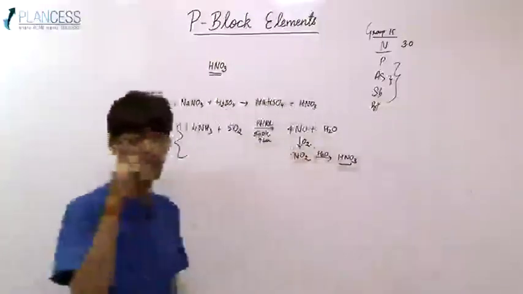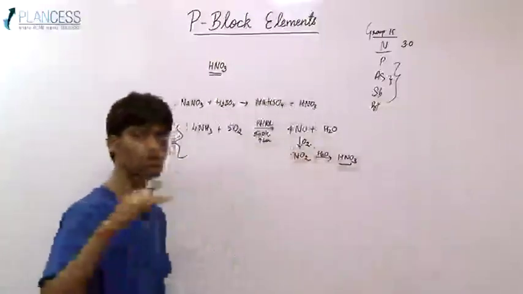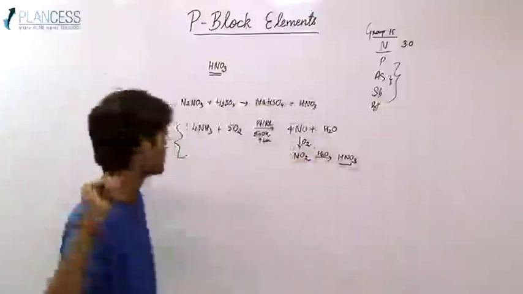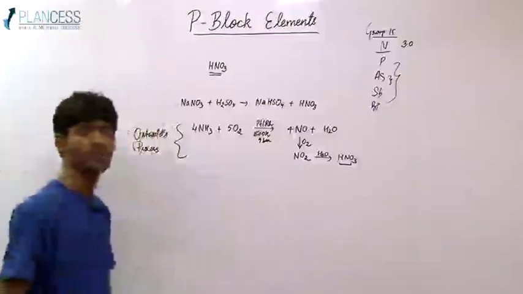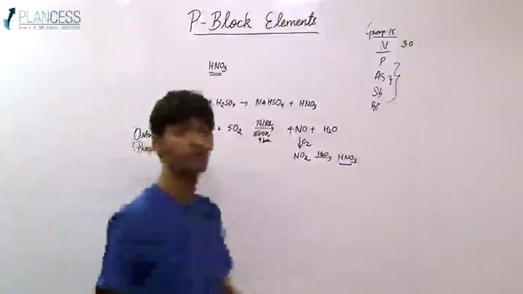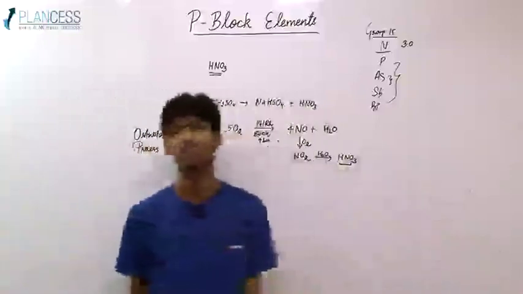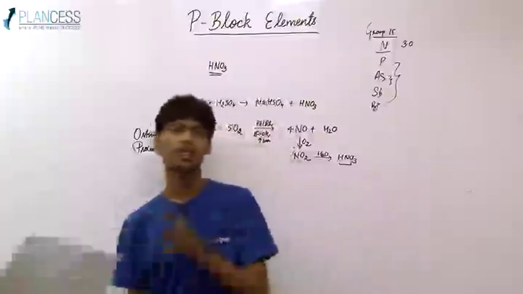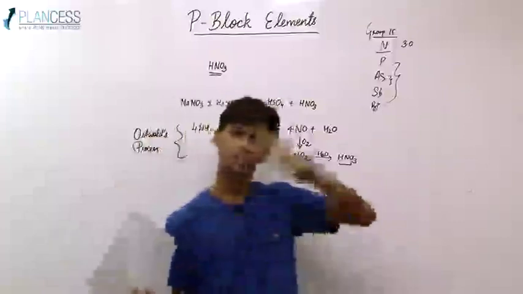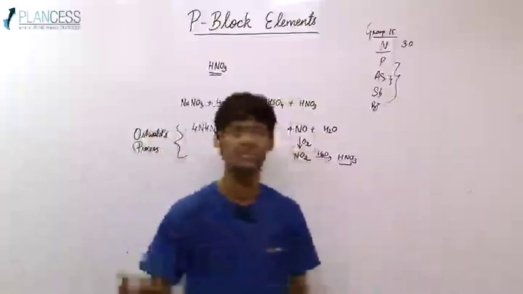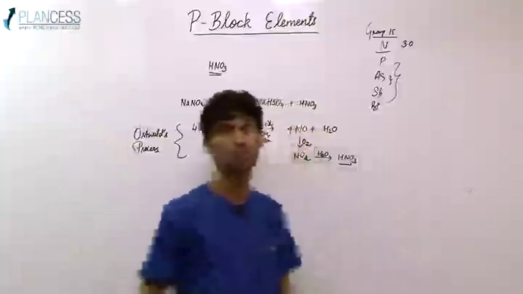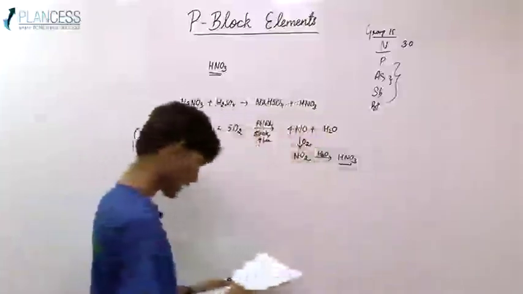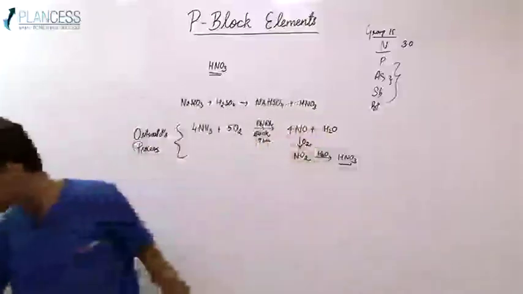If it is highly concentrated, the oxidation state to which it is reduced would be less, and if it is dilute, the oxidation state to which it is reduced would be more, as we saw in the case of copper. When copper reacts with dilute HNO3, it forms NO, where N is in the +2 oxidation state. But when copper reacts with concentrated HNO3, it is reduced to NO2, where N is in the +4 oxidation state. So what product will be formed depends on the concentration of nitric acid.